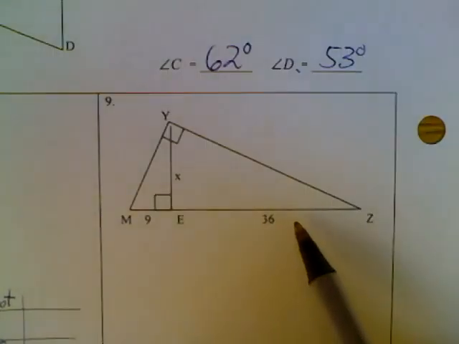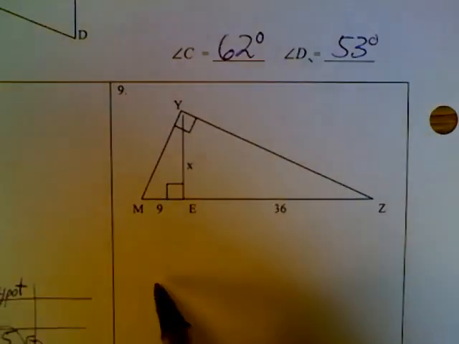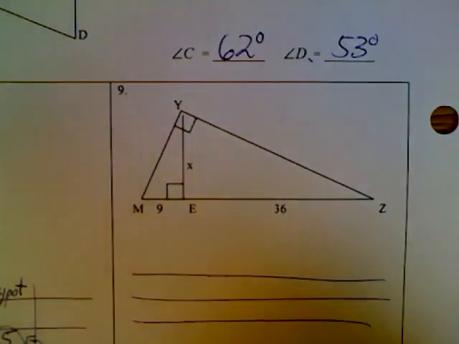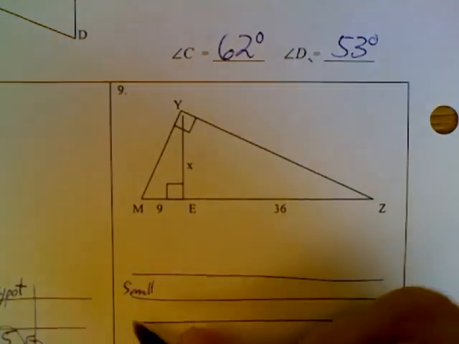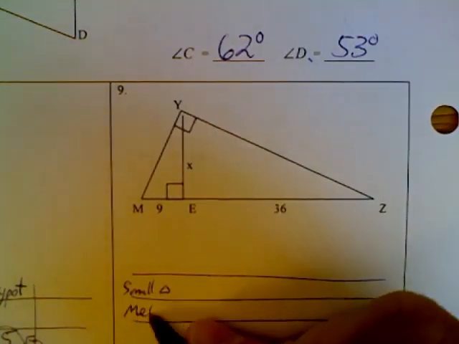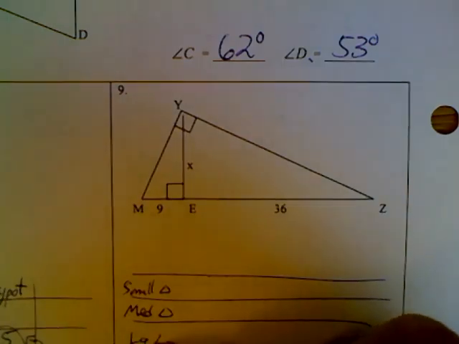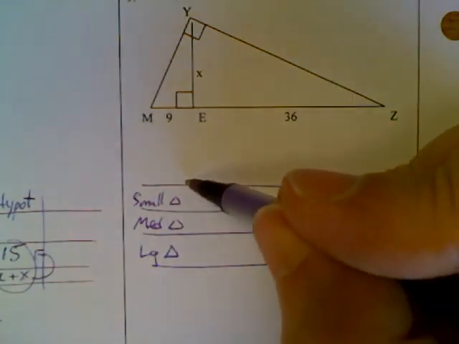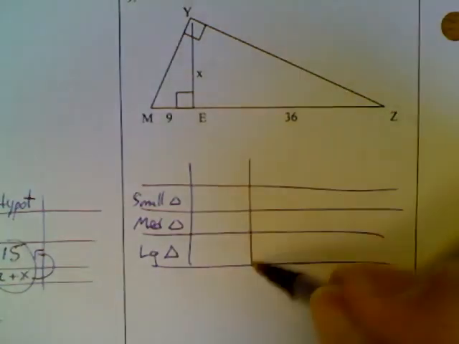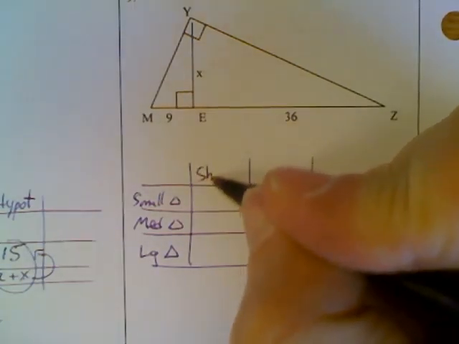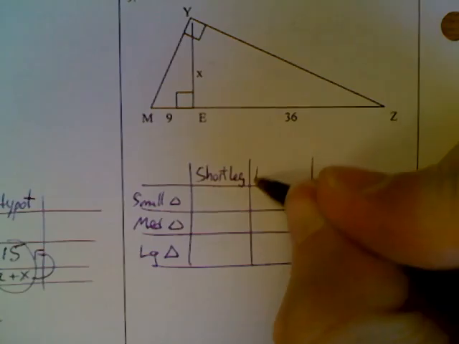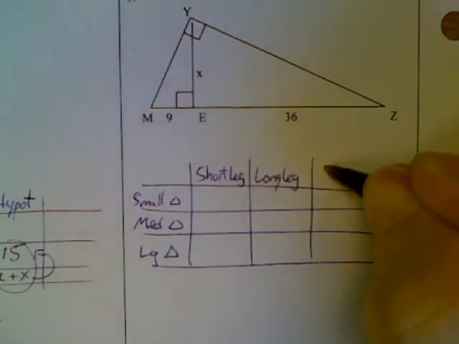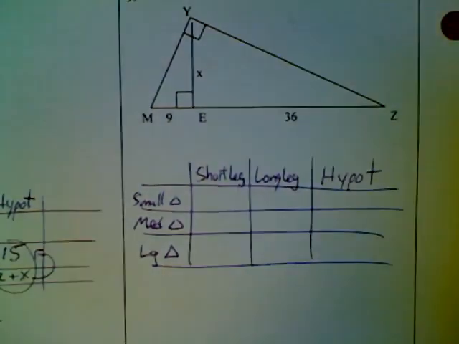Okay. Number 9, very same situation, same exact approach. Make 3 rows, one for a small triangle, one for a medium triangle, one for a large triangle. You have to label the rows. Sometimes I see students making grids. They don't put the labels down, so they don't know what they're filling in. You have to put labels up here. I need 3 columns. I need short leg, long leg, and hypotenuse.